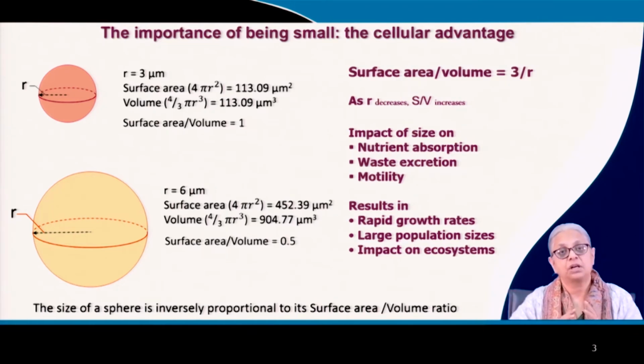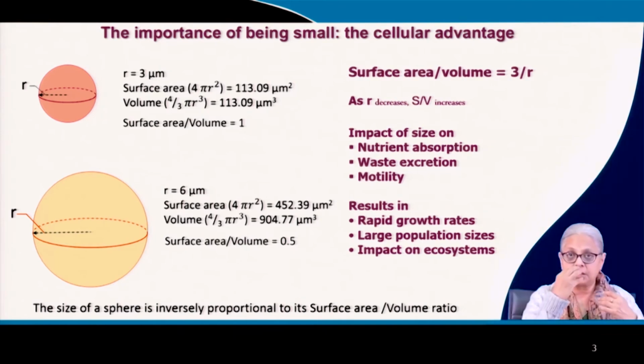So is there an advantage in being small? The answer is yes, because as the radius goes down, the surface area to volume ratio is increasing. So the smaller the cell, the greater the surface area, and it is the surface area that brings in nutrients and excretes waste. So remember, they don't feed like us. We feed by ingestion. We have only one inlet, and that is our mouth. So whether it's water or food, it goes in through only one inlet.